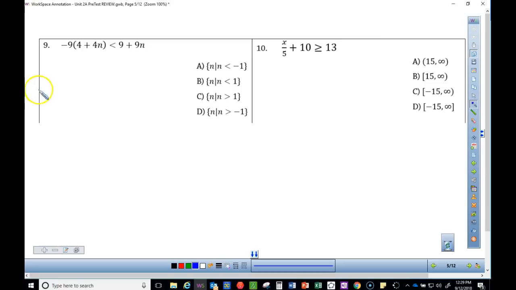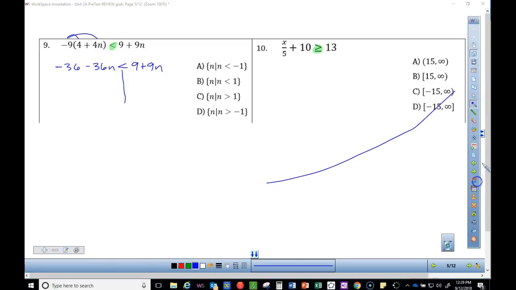Now we have inequalities. So we have to notice we're dealing with inequalities, which means at our last step, if we divide by a negative, we're going to have to flip that symbol. All right, so let's see. Distributing negative 9, we'll get negative 36 minus 36n less than 9 plus 9n. So we'll keep track of our symbol here. We'll get our variables on one side.